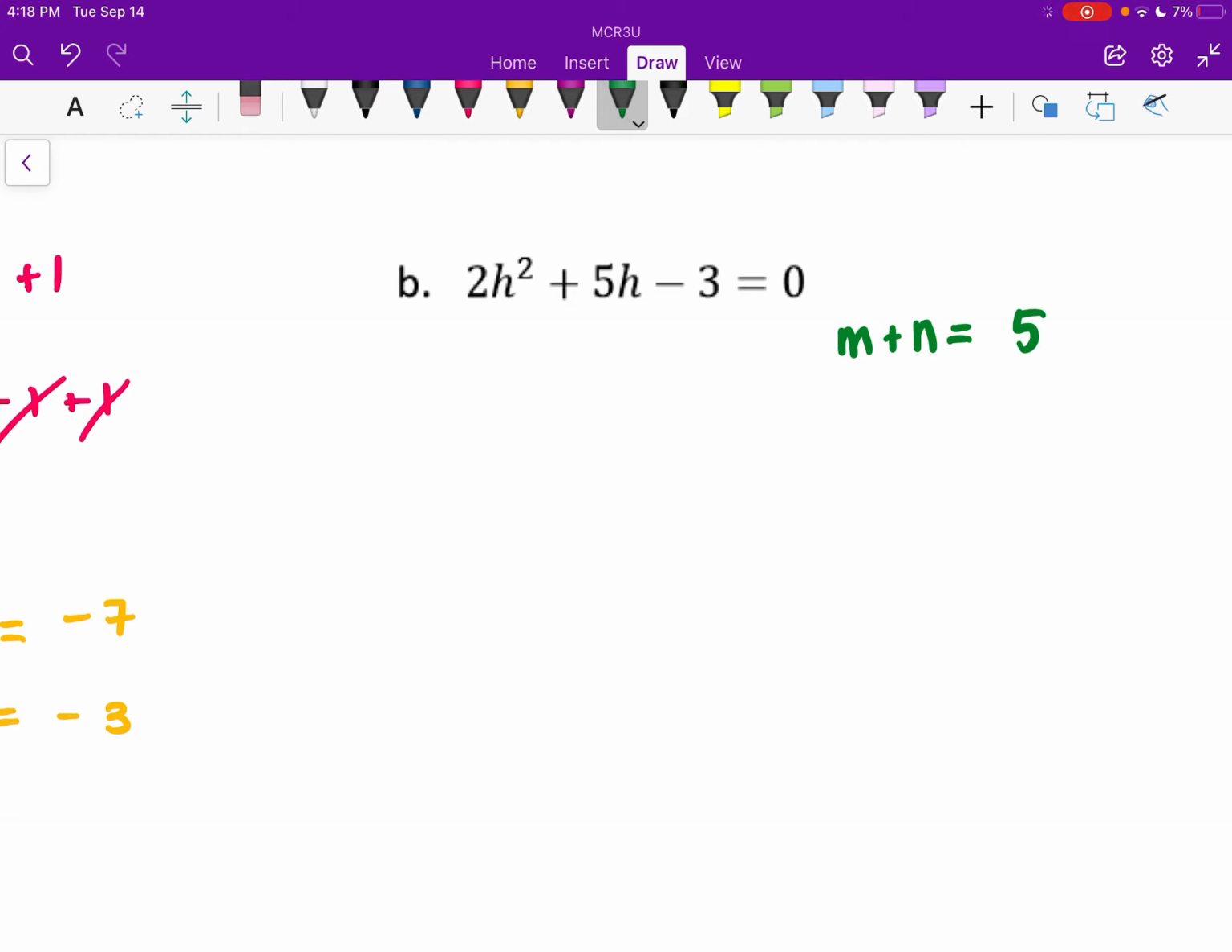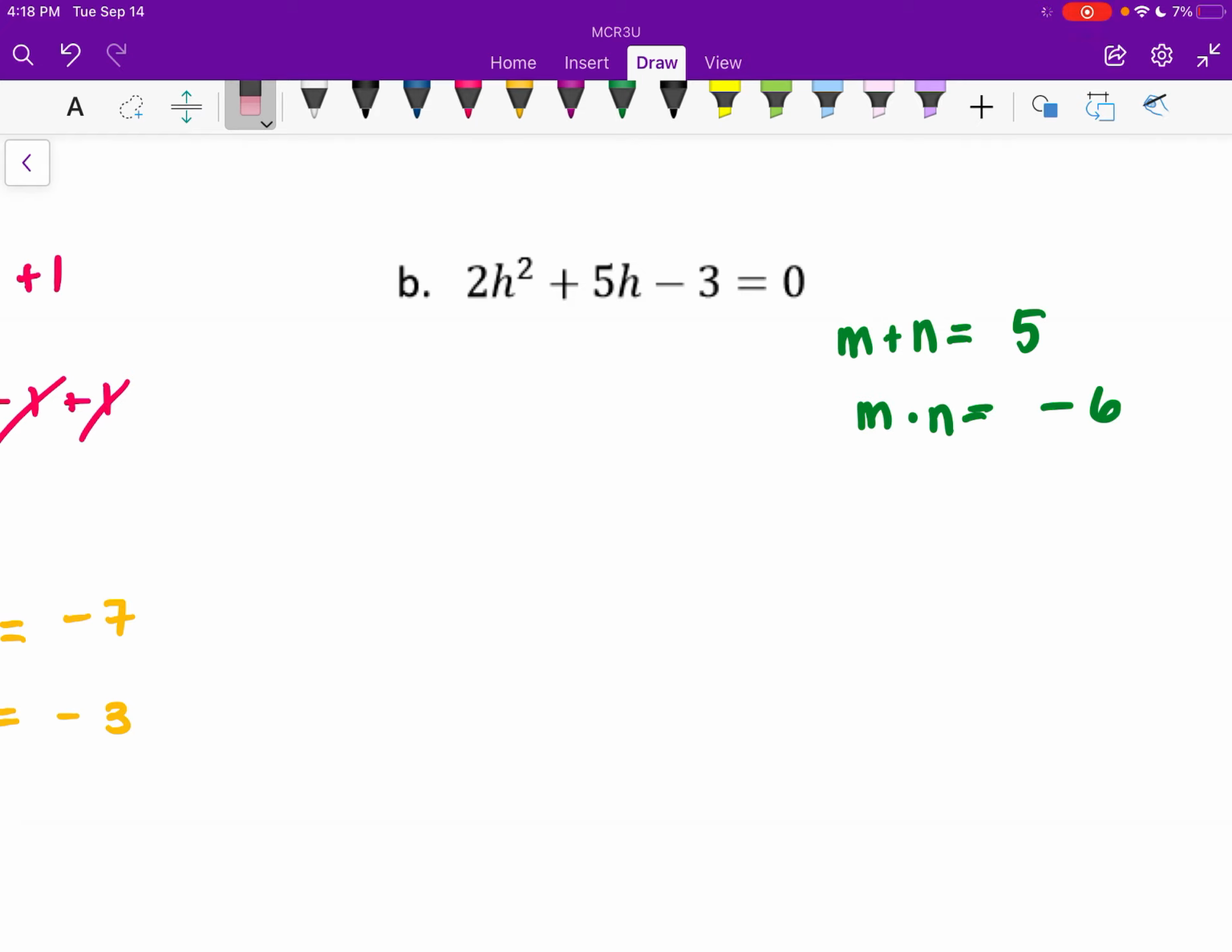Your middle term is 5, right? m times n is going to be 2 times the negative 3, which is going to be negative 6, right? Because it's complex, you need to make sure you take that 2 into account. So what are two numbers that when you add them together will give you 5, but when you multiply them together will give you negative 6? So think about that. Negative 1 and 6, right? If you have negative 1 plus 6, you're going to get 5. Negative 1 times 6 is going to give you negative 6.